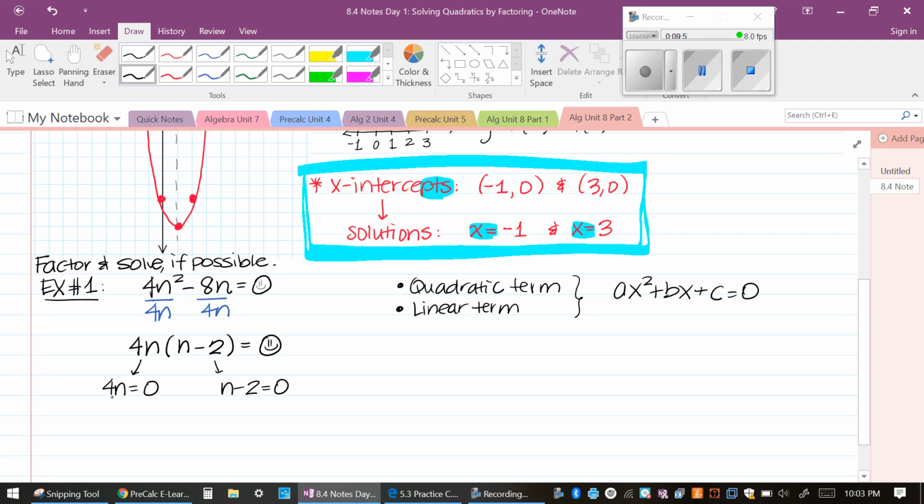Look at the first one, 4 times n. How do you cancel multiplication? You divide. So you're solving for n. 0 divided by 4 is 0, so there's your first solution. N minus 2, that's subtraction. So if you add 2 to both sides, you get n equals 2. Those are your solutions.